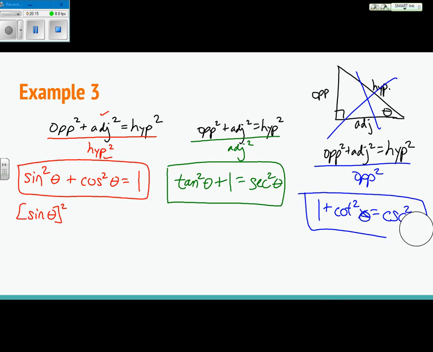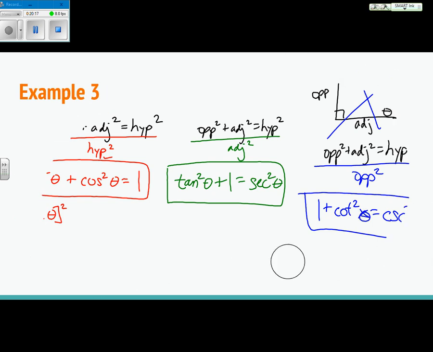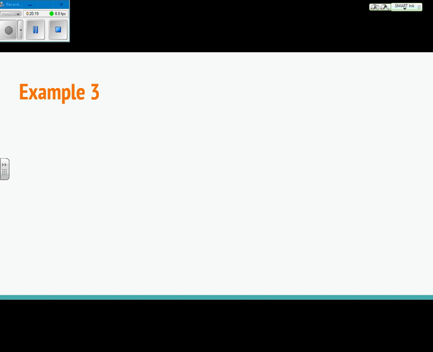A lot of you are going to have something to do with the Pythagorean identity tomorrow on your card. You need to know how to tackle it. So let's just start with an easy one. Cotangent theta is going to equal 2. I want to know what sine and cosine are.